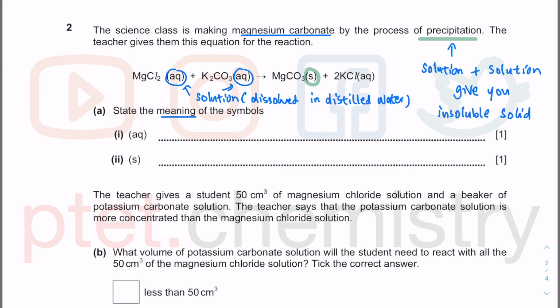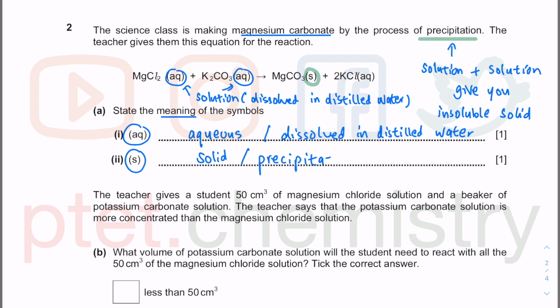State the meaning of the symbol. The aq refers to aqueous. Aqueous means dissolved in distilled water. So you could write either of them. They mean the same thing, but aqueous would have been the easier option. The s there refers to solid. You could also write it as precipitate, but of course the s is easier to just think of it as a solid there.